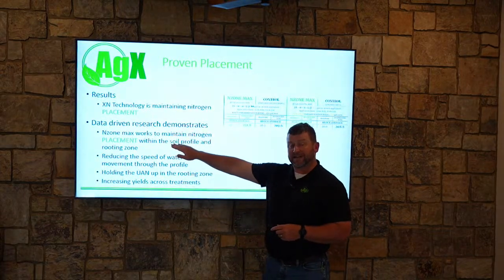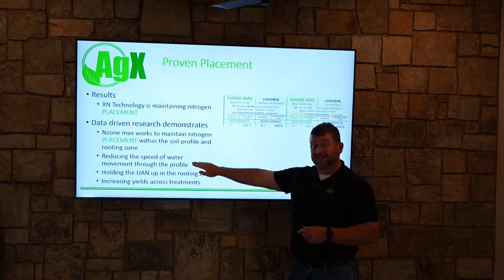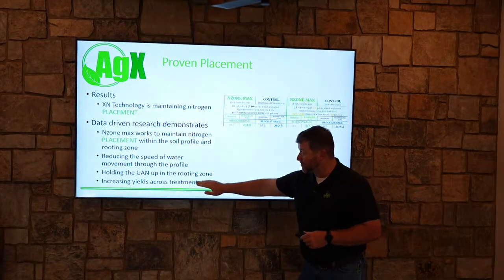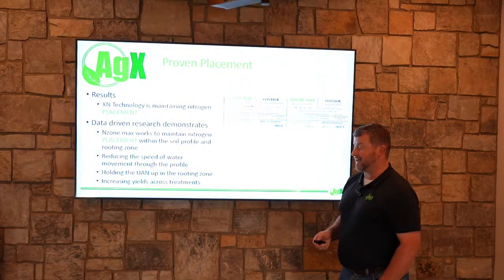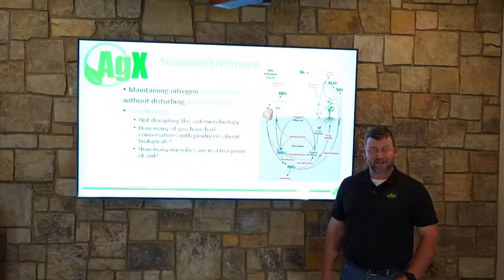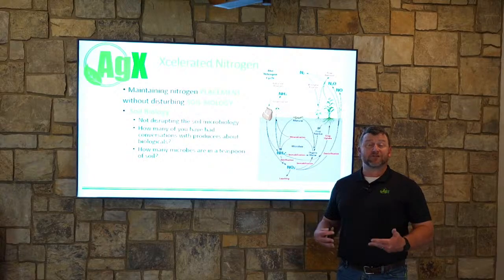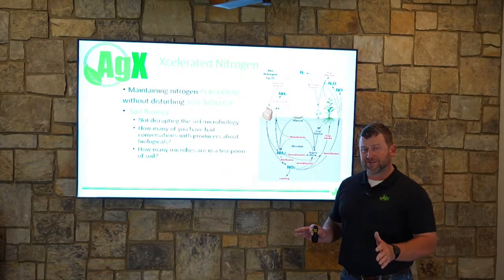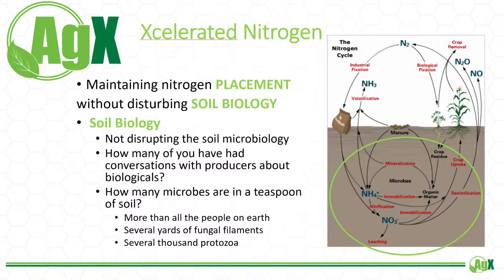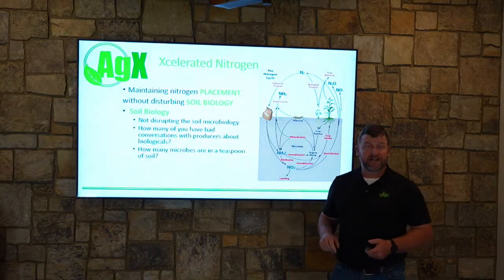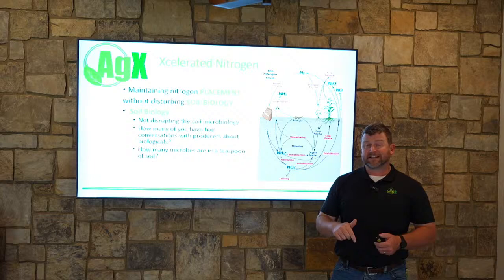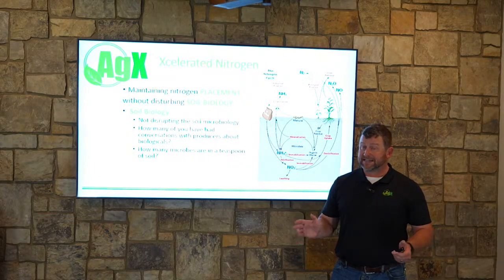So we're keeping the placement in the soil profile, we're reducing the movement of water, and since we're reducing the movement of water, we are also reducing the loss of nitrates, and we're allowing the plants to be able to utilize that across the different treatments. So we've taken some time, we've looked at research projects in 2 different parts of the United States, conducted across multiple years in varying environments, and we have found that research backs up that we are maintaining our soil nitrogen placement. However, our XN technology doesn't just say we maintain our placement.